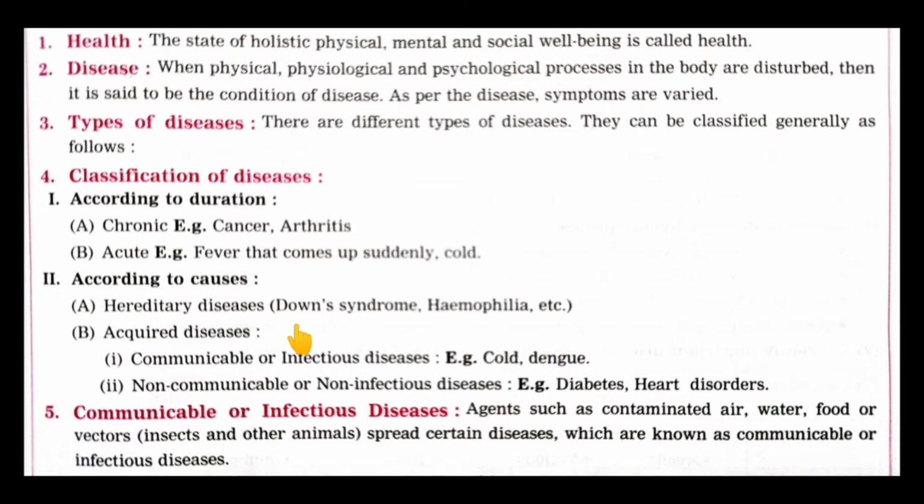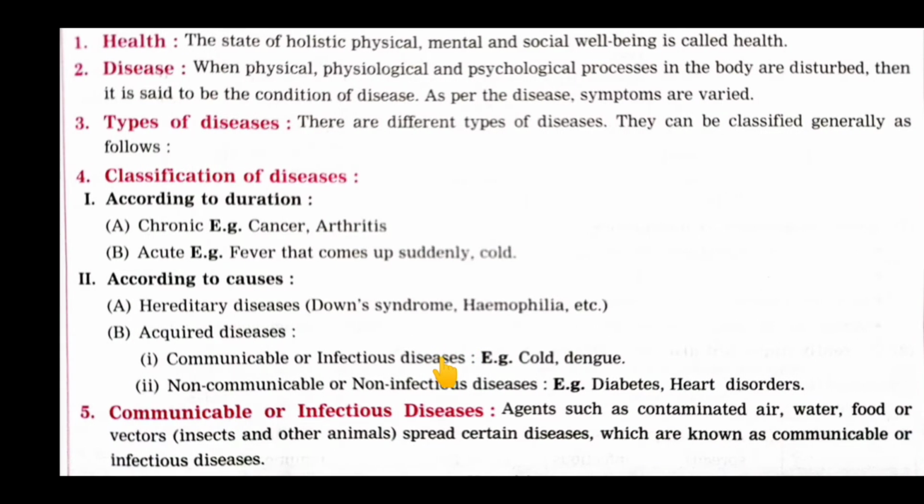Then there is another type, called acquired disease. There are again two types in acquired disease: communicable or infectious disease and non-communicable or non-infectious disease. First one is communicable, the diseases which get infected from one person to another person. These types of diseases are called communicable or infectious disease. Examples are cold and dengue.